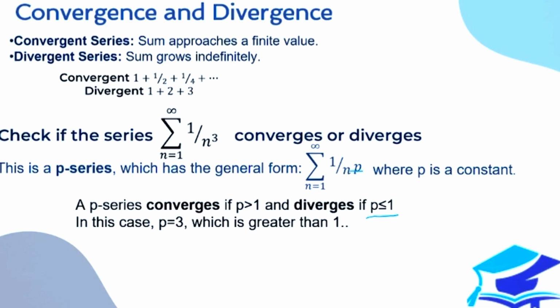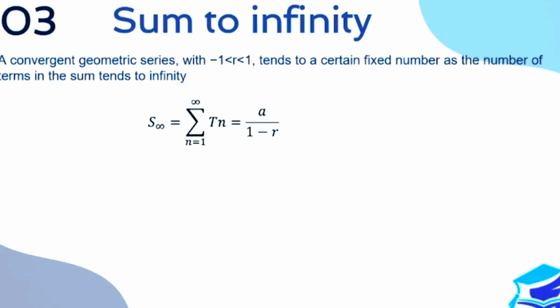When a series is convergent, r is greater than -1 and less than 1. Infinite series that are convergent are where we get the sum to infinity.